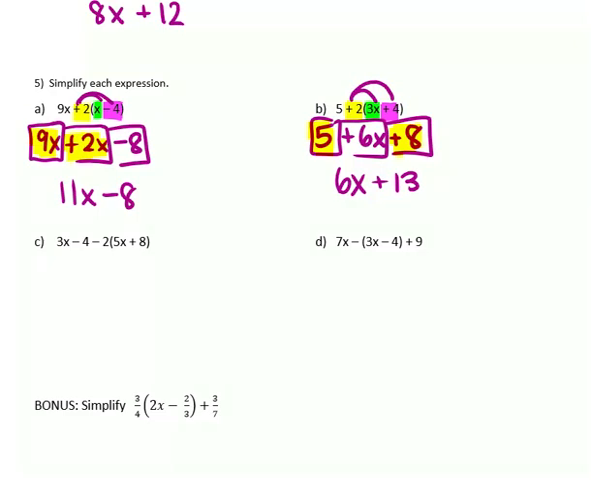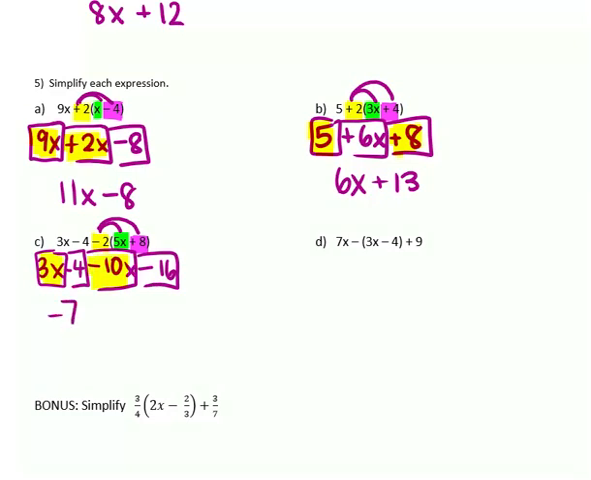For the next one, I am distributing a negative 2 to a 5x and a positive 8. So negative 2 times 5x is negative 10x. Negative 2 times 8 would be a negative 16. Bring down my 3x and my minus 4. Now we box it up, taking the sign with what comes after. Here I can put my 3x and my negative 10x together. 3 minus 10 would be negative 7x. And then we got negative 4 and negative 16. Signs are the same, so we must add them together and keep the sign. So that would be negative 20.